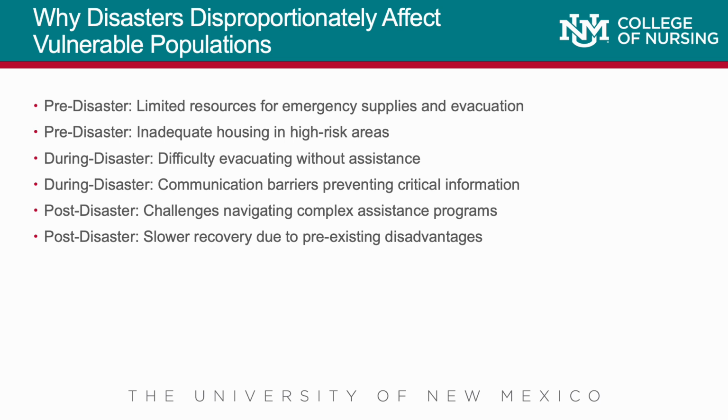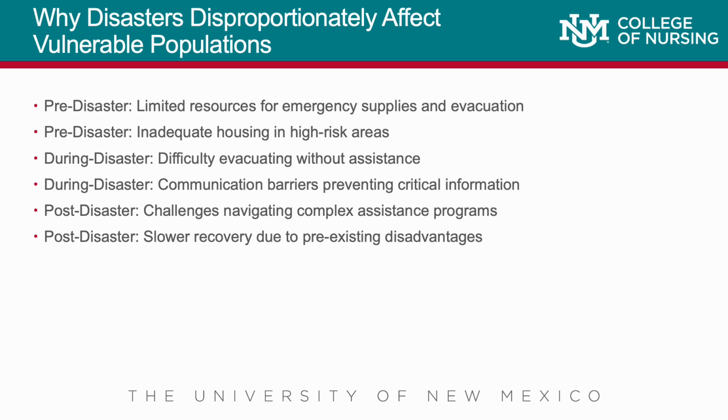Understanding why disasters disproportionately affect vulnerable populations requires us to look across the phases of disaster. Before a disaster, financial barriers prevent stockpiling supplies. During a disaster, mobility limitations or inaccessibility to shelters become life-threatening. And after a disaster, navigating complex assistance programs can be overwhelming, particularly for those with limited English proficiency or cognitive disabilities. This is why a one-size-fits-all approach to disaster management isn't sufficient.